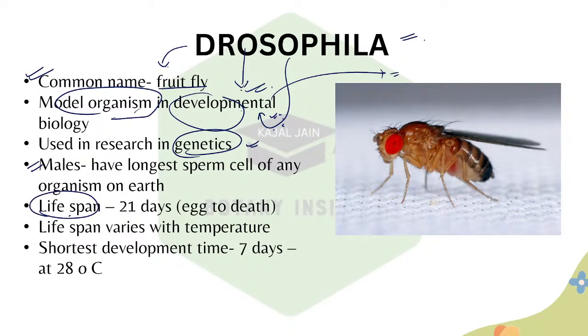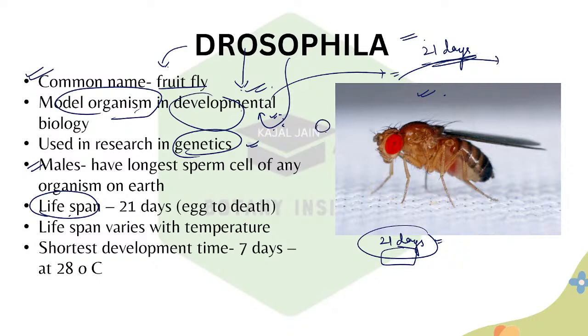So that's the reason for it to be considered a model organism: it has a very short lifespan, a maximum of 21 days. From the egg stage till the death of this fruit fly, the complete lifespan is 21 days only. So it becomes easier for researchers to cultivate and grow them, to study them, and then get a complete new fresh set of Drosophila grown in culture.